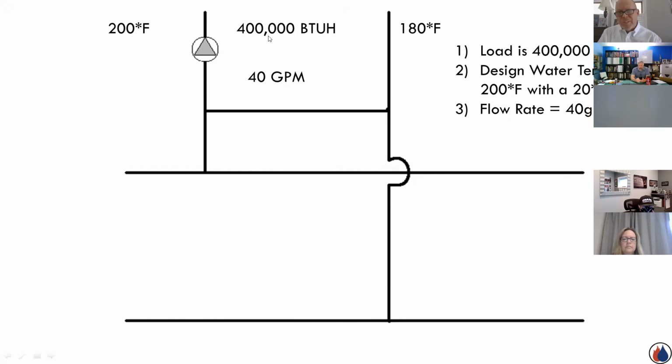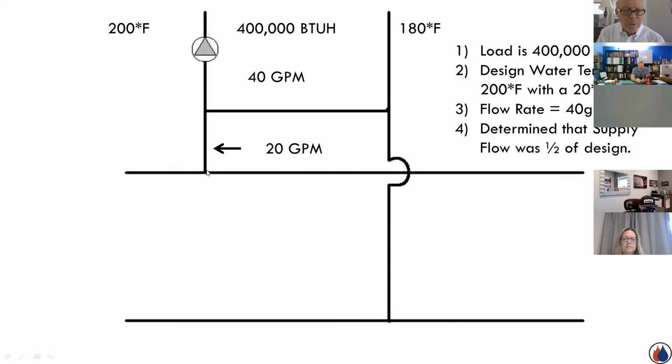So he's figuring out on this one building, saying this is how it's going to work. This is what we need to do. He determined that what was coming off of that main, like we said earlier, was only half of the design flow rate, which in this case would be about 20 gallons a minute. And he knew that the return coming back from the building is supposed to be at 180 degrees.